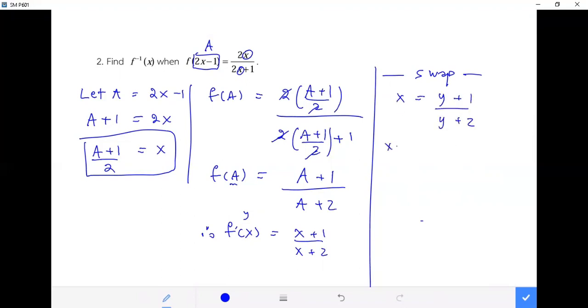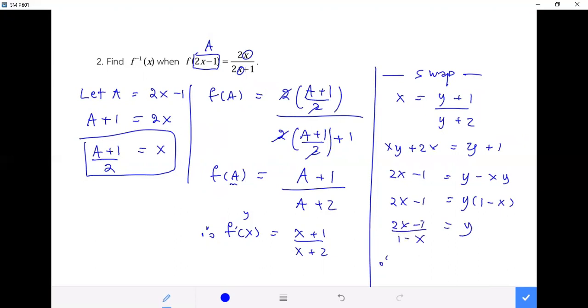And you multiply: xy plus 2x is y plus 1. And you go: 2x minus 1 is y minus xy. Take the common factor of y out. You have 1 minus x like this, 2x minus 1. Then y is 2x minus 1 over 1 minus x. Then your f inverse of x is 2x minus 1 divided by 1 minus x. That's it. You get 2 parts from it.